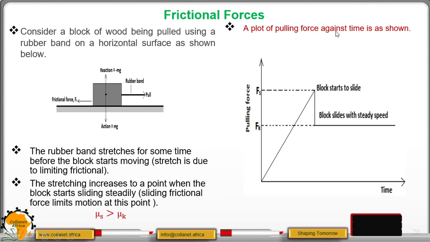So when you plot the pulling force against time, you will find that the pulling force will continue increasing with time, and it will continue until the body starts moving. That is when we are saying that the frictional force is limiting the motion. The rubber band is just stretching. But when it reaches the static friction force, and the coefficient of kinetic friction is now what applies, then you find that the block will start sliding.